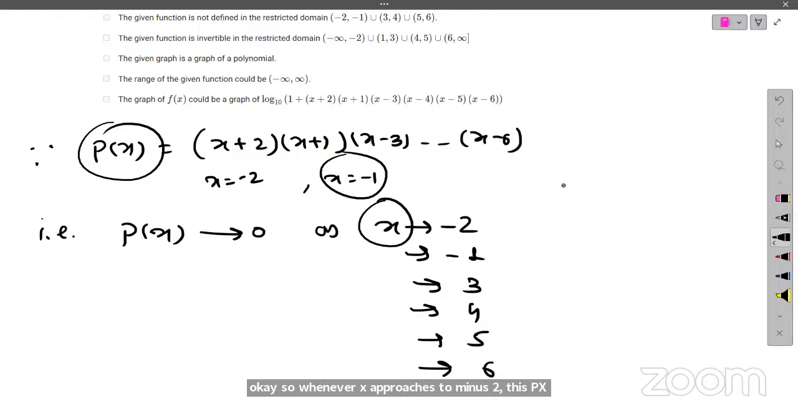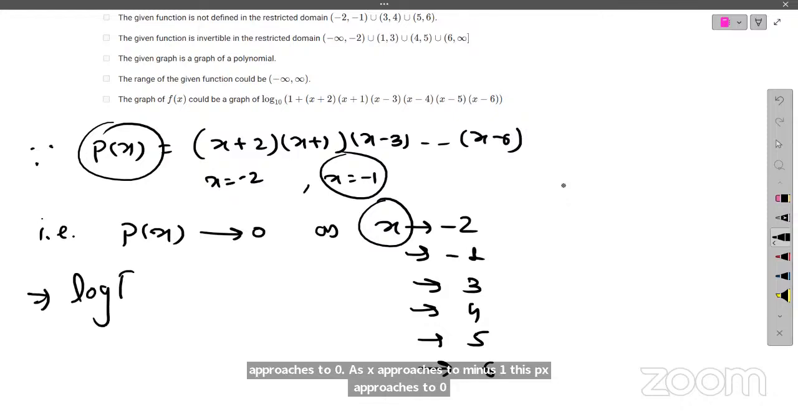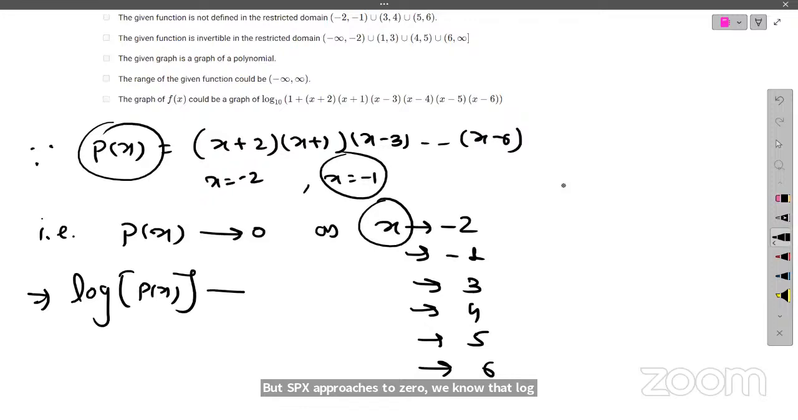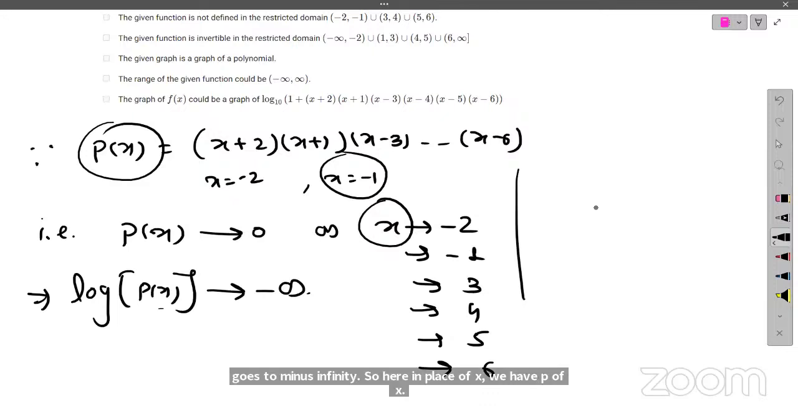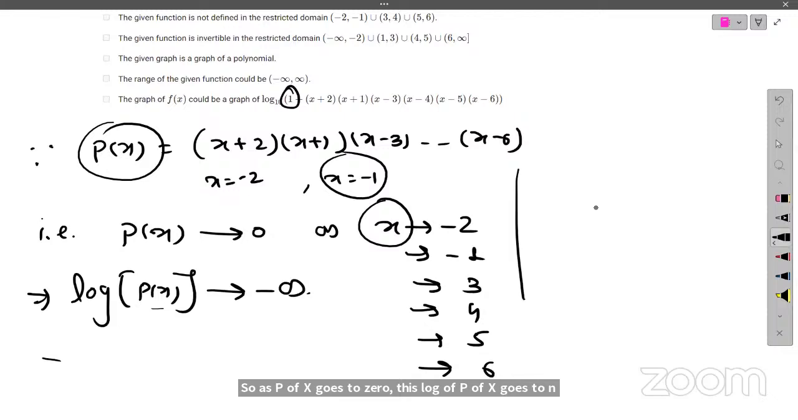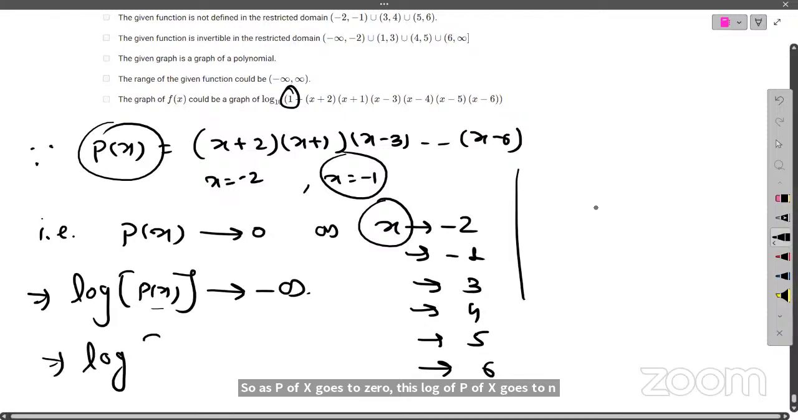But as p of x approaches 0, we know that log of p of x will approach minus infinity, right? Because of the same fact, as x goes to 0, log of x goes to minus infinity. So here, in place of x, we have p of x. So as p of x goes to 0, log of p of x goes to minus infinity. Here one constant is there, but that's also true. So if log of p of x goes to minus infinity, then log of 1 plus p of x also goes to minus infinity.